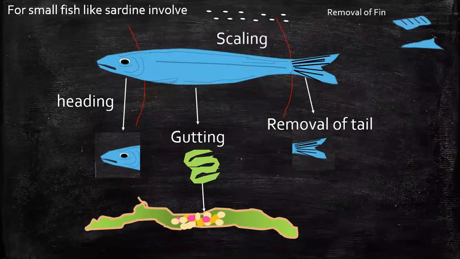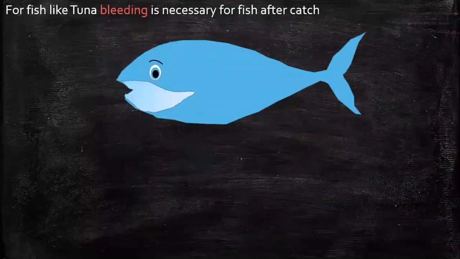So you can see it's quite easy for small fishes. This process is exclusively performed in the small fishes. But in case of large fish, what happens? In case of large fish, it is not easy to remove all the fins, then the heading and gutting. This is not that easy to do in the large fishes.